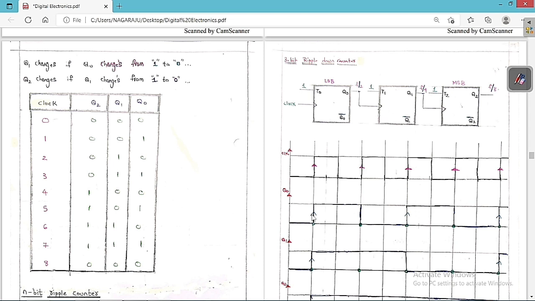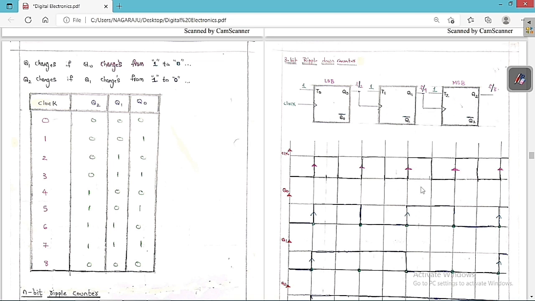This is positive edge triggering. At this instance only, Q1 is going to vary. So here 0 to 1, again 1 to 0, again 0 to 1. Similarly, Q2 varies only when Q1 changes from 0 to 1. So therefore Q2 changes only when Q1 changes from 0 to 1.